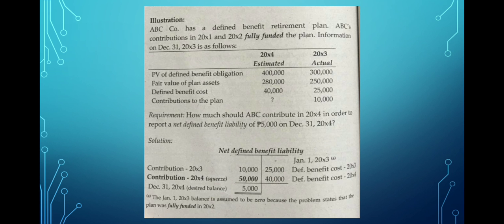On the debit side, we have the contribution for 20X3, 10,000 pesos, and the contribution for 20X4, which is squeezed, 50,000. On the credit side, we have a blank beginning balance for January 1, 20X3, but we have a 25,000 defined benefit cost for 20X3 and 40,000 pesos defined benefit cost for 20X4. So it is now closed on the debit side, which is December 31, 20X4, or the desired balance, which is 5,000.